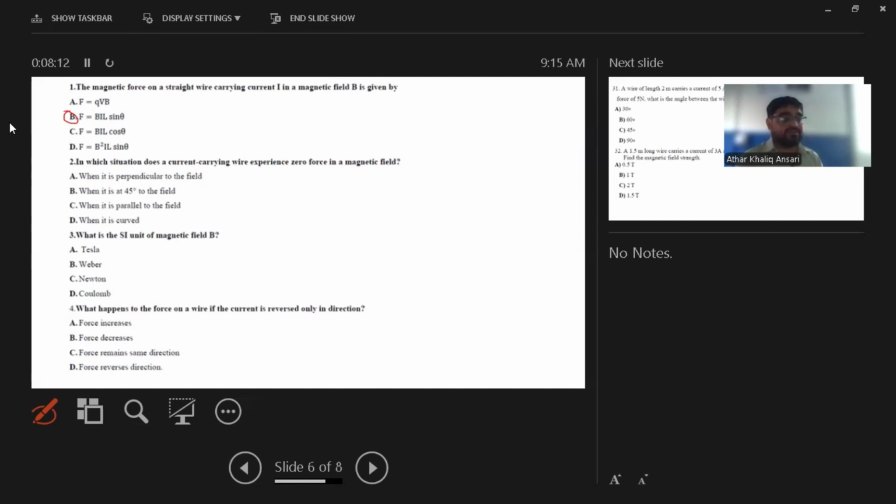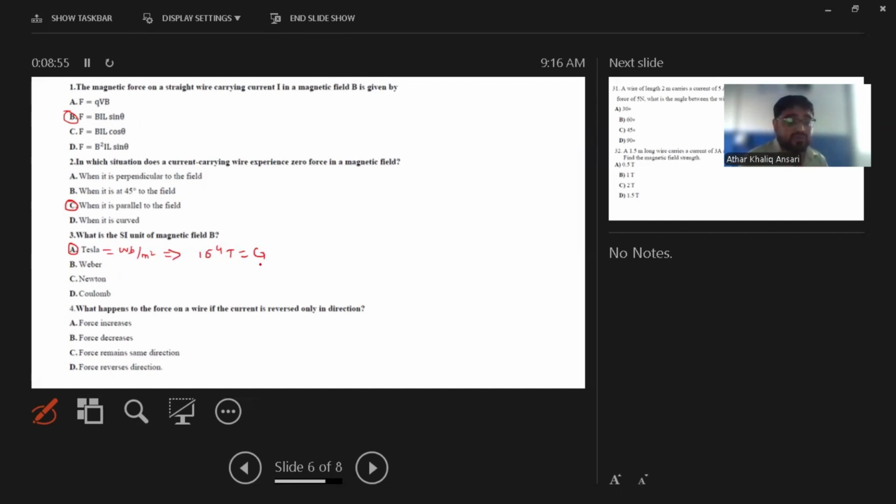In which situation does a current carrying wire experience zero force? When force will be zero? Perpendicular is the maximum force. So zero will be when it is parallel. Rayan, what is SI unit of magnetic field? Tesla. And also Tesla is equal to Weber per square meter, or you also know that 10 to the power minus 4 Tesla is Gauss. So please keep it in your mind.